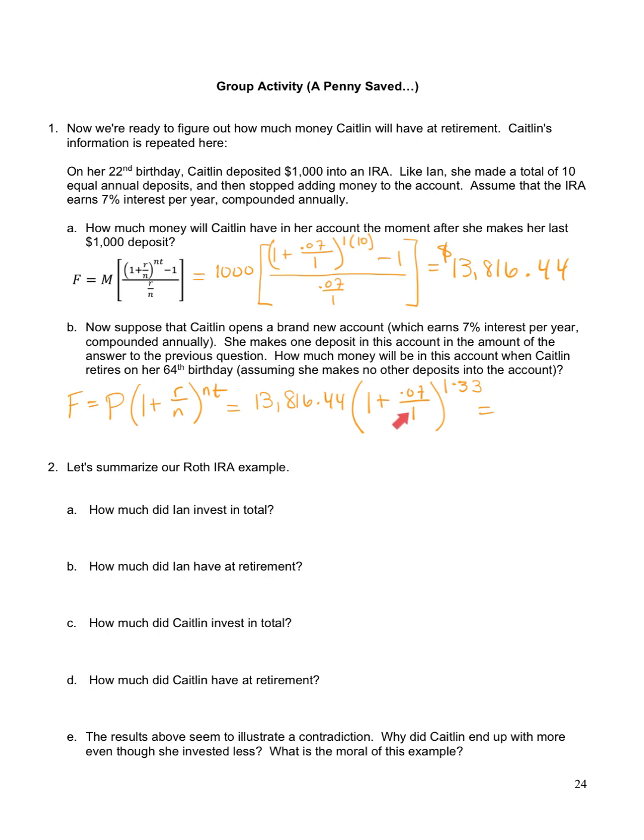So 0.07 over 1, that's 0.07. Add the 1, so I have 1.07 raised to the 33. And then multiply that times 13,816.44. And you get $128,842, and, well, I guess we would round that to $43 because it's 0.997.